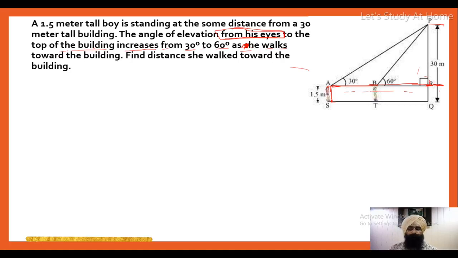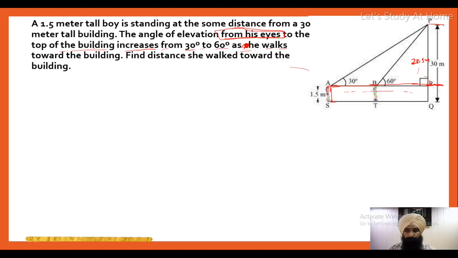Now what is the perpendicular? Height of building is 30 meter, no doubt, but what is the perpendicular? Now in our perpendicular we have to subtract 1.5. After subtracting 1.5 we will get 28.5 meter. Now this is our perpendicular.